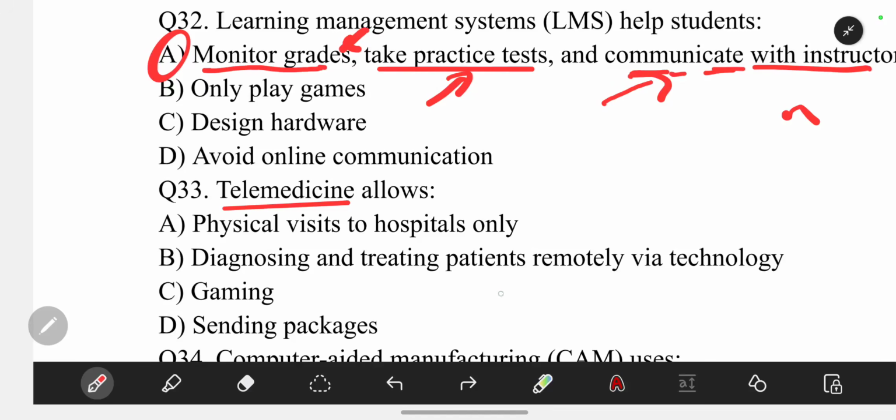So when we say remotely, we simply mean it can be done anywhere, from anywhere you are. You can just prescribe certain medicine to someone by just an interaction of how they are feeling and all that. So that is what telemedicine is: diagnosing and treating patients remotely via technology.